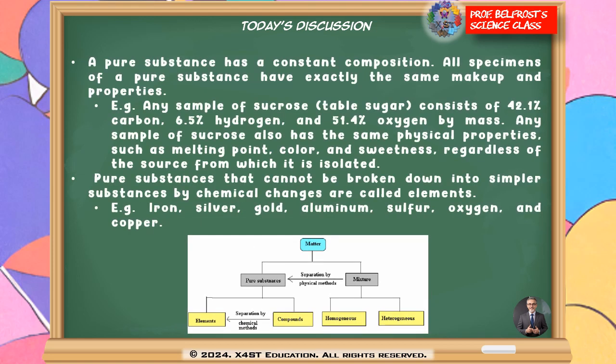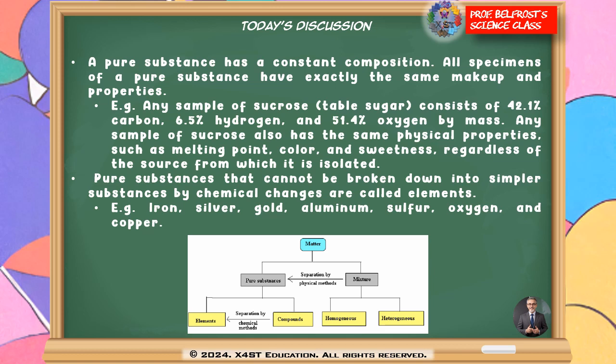So first, a pure substance. A pure substance has a constant composition. All specimens of a pure substance have exactly the same makeup and properties. For example, any sample of sucrose or table sugar consists of 42.1% carbon, 6.5% hydrogen, and 51.4% oxygen by mass. Any sample of sucrose also has the same physical properties, such as melting point, color, and sweetness, regardless of the source from which it is extracted or isolated.